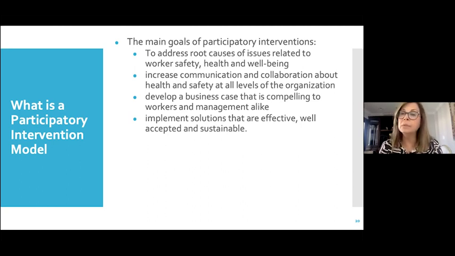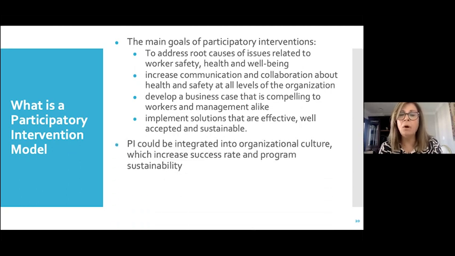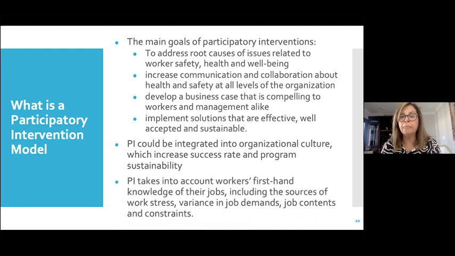Sustainability is very important. Unfortunately, many interventions are cut short as soon as some changes in the organization happen. When you do a participatory intervention, because you're getting to the root causes of issues and trying to integrate them into your organization's policies and strategies, hopefully it is more sustainable. It is also integrated into organizational culture, which increases success rate and program sustainability.